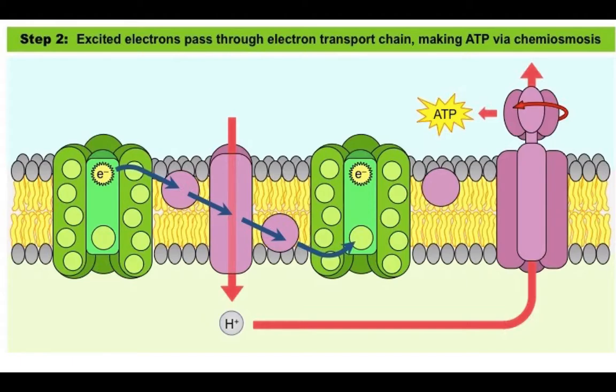The H+ ions return to the stroma down the proton gradient via the transmembrane enzyme ATP synthase, or chemiosmosis. ATP synthase uses the passage of H+ ions to catalyze the synthesis of ATP from ADP plus Pi. This process is called photophosphorylation, as light provided the initial energy source for the ATP production. The newly de-energized electrons from photosystem 2 are taken up by photosystem 1.